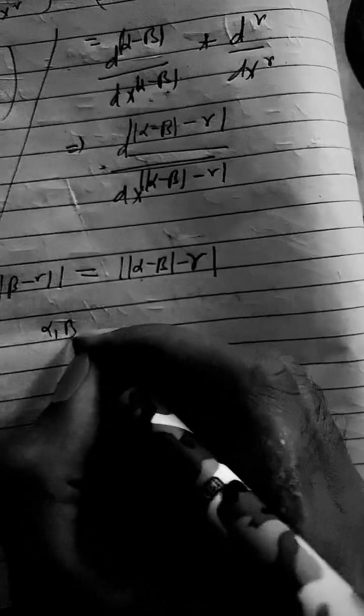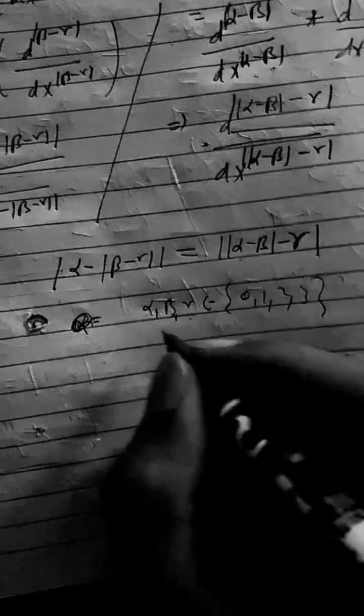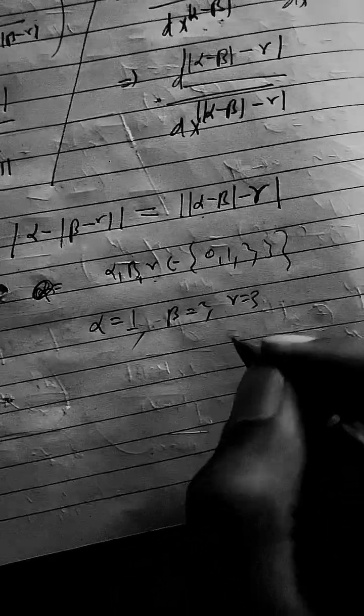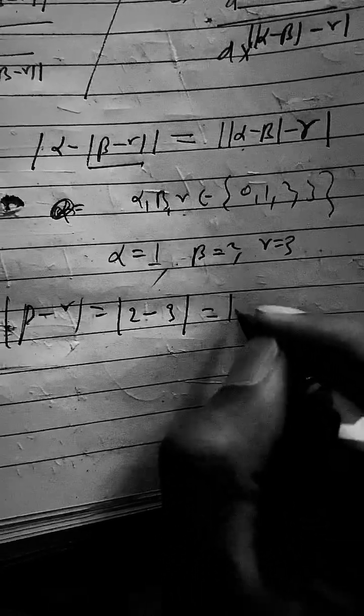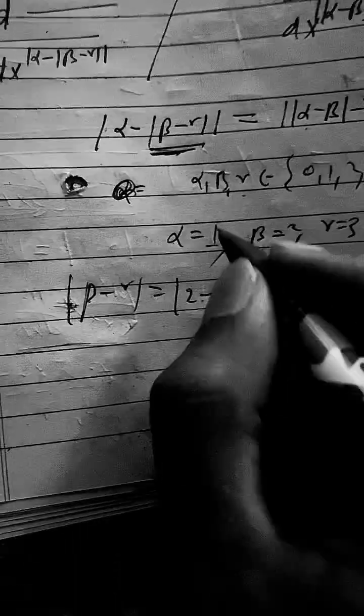We know alpha, beta, gamma must belong to {0, 1, 2, 3}, right? We have defined this. Now let's say alpha equals 1, beta equals 2, gamma equals 3. Now let's substitute its value into this. First we have to calculate beta minus gamma. Beta is 2, gamma is 3, so 2 minus 3 is minus 1, absolute value is 1. Now we have to do alpha minus this whole, which we have already calculated as 1, and alpha is 1.